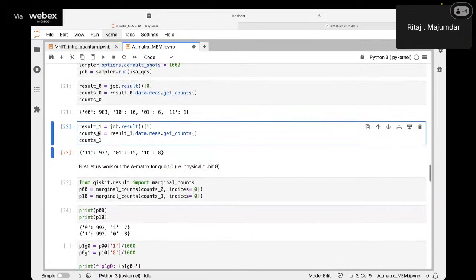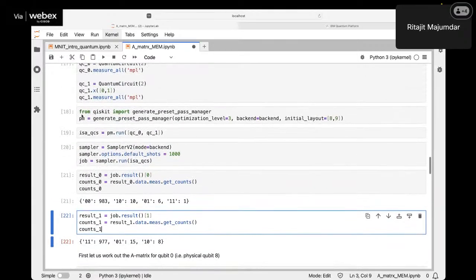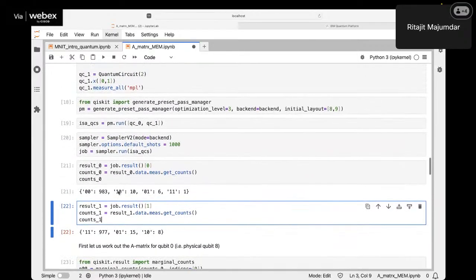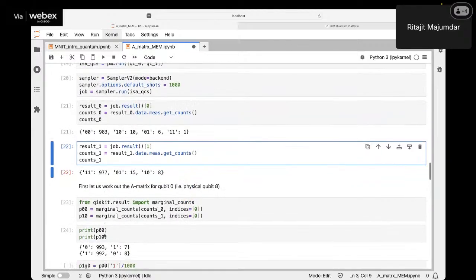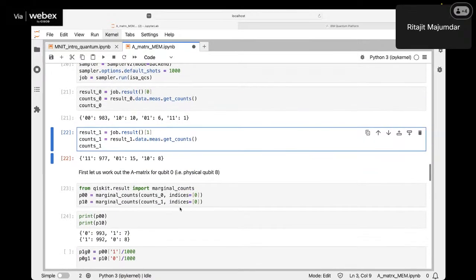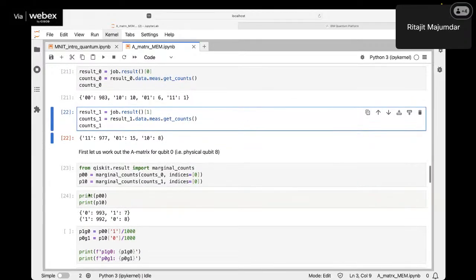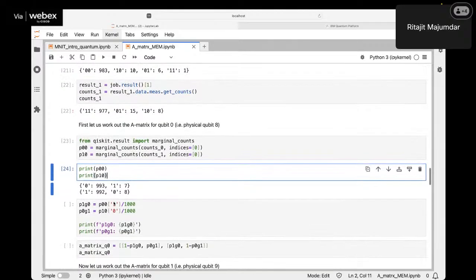Because this circuit was prepared in 1, I should have got the outcome 1. I have done the same thing here, right? Marginalize. What is the probability that this qubit is 1? That is 977 plus 15, that is 992. And what is the probability that this qubit is 0? 8. So you see, we have got the information that we need for the first qubit.